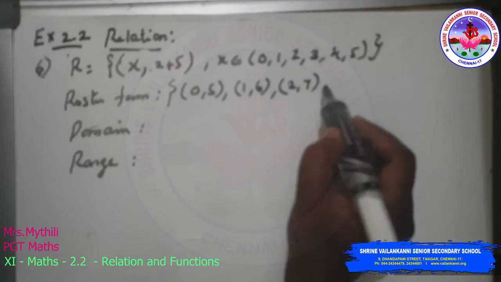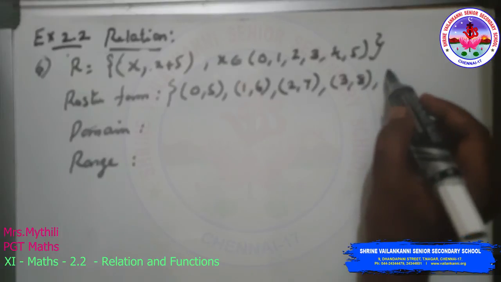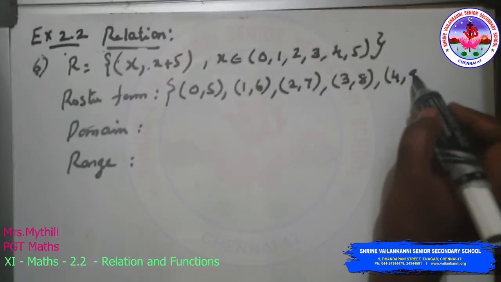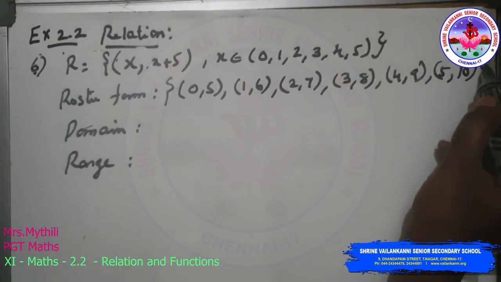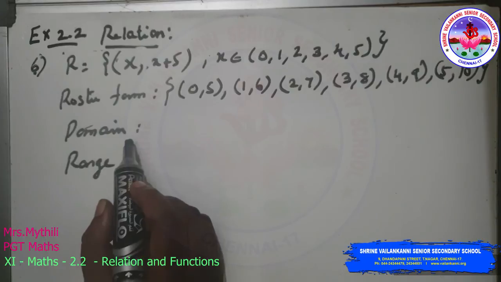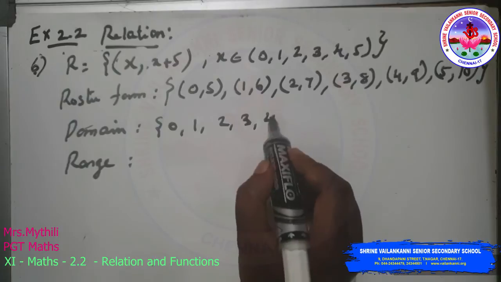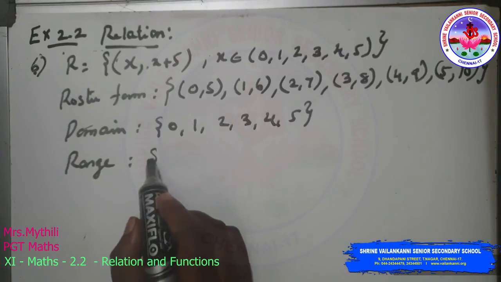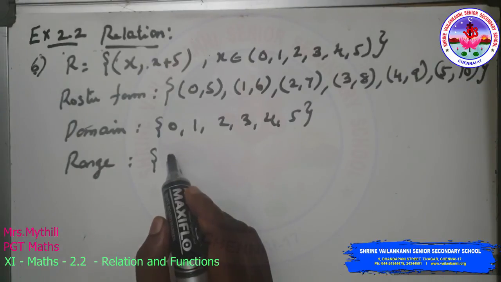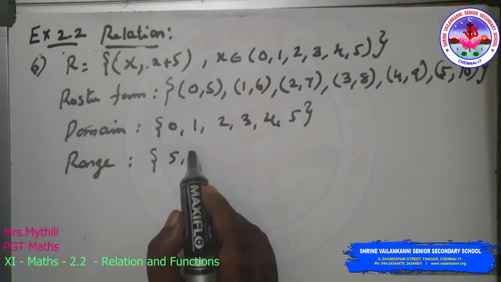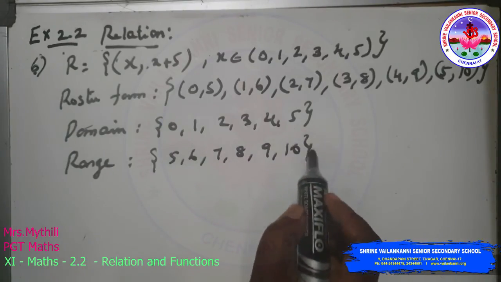So (2, 7). When x is 3, 3 plus 5 is 8. When x is 4, 4 plus 5 is 9. When x is 5, 5 plus 5 is 10. So here it is written in roster form. Then we have to write the domain. Domain is the first element, which is 0, 1, 2, 3, 4, 5. And range. Range is the second element of the ordered pair in a relation. So 5, 6, 7, 8, 9, 10.